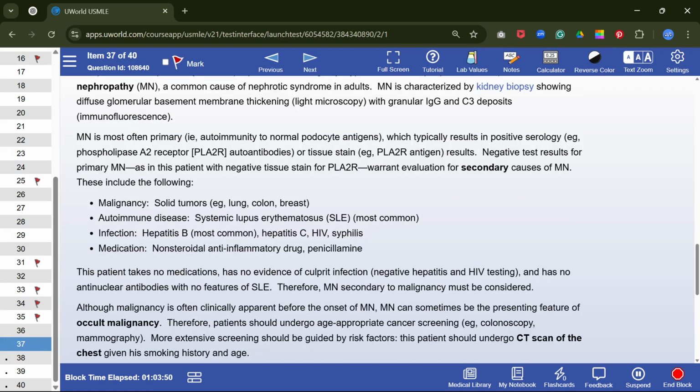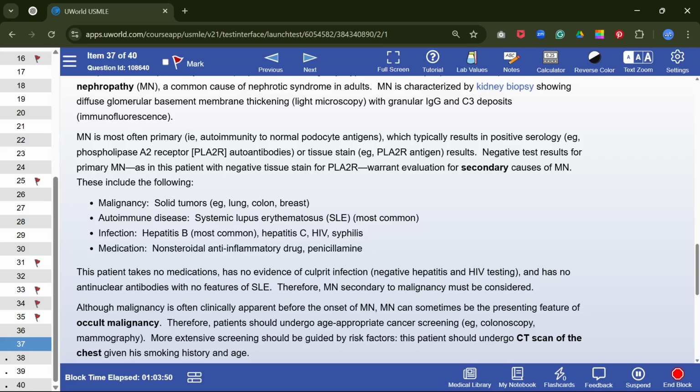This patient takes no medication and has no evidence of culprit infection. He is negative for hepatitis B and HIV, has no antinuclear antibody, and has no features of SLE. Therefore, membranous nephropathy secondary to malignancy must be considered. Although malignancy is often clinically apparent before the onset of membranous nephropathy, membranous nephropathy can sometimes be the presenting feature of occult malignancy.